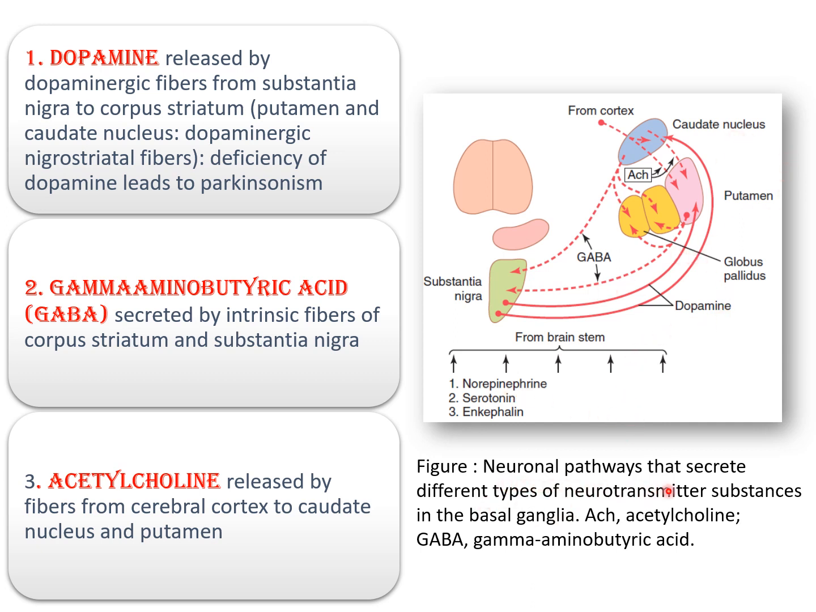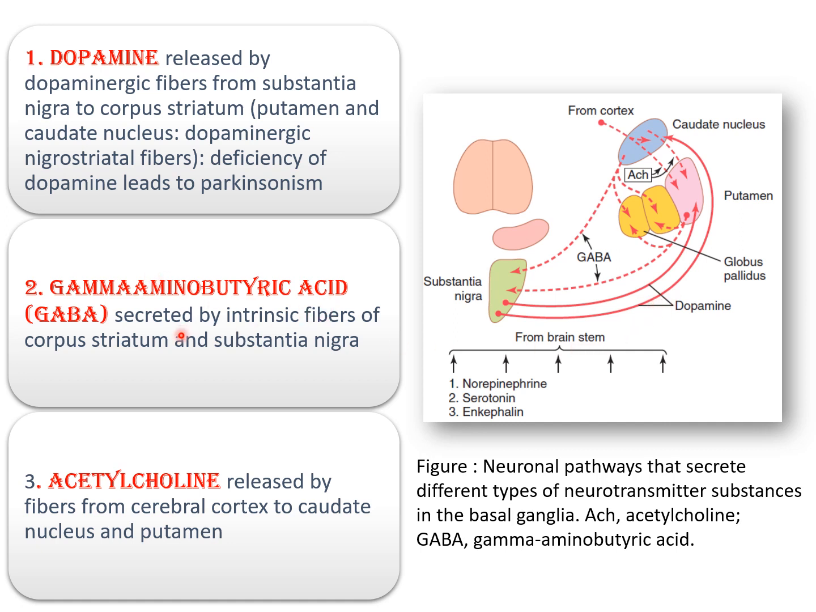This is the neuronal pathway that secretes different types of neurotransmitter substances in the basal ganglia: acetylcholine, GABA. This is the dopamine that is released by dopaminergic fibers from the substantia nigra to the corpus striatum, that is, the putamen and caudate nucleus. Deficiency of dopamine leads to the disease known as Parkinsonism.